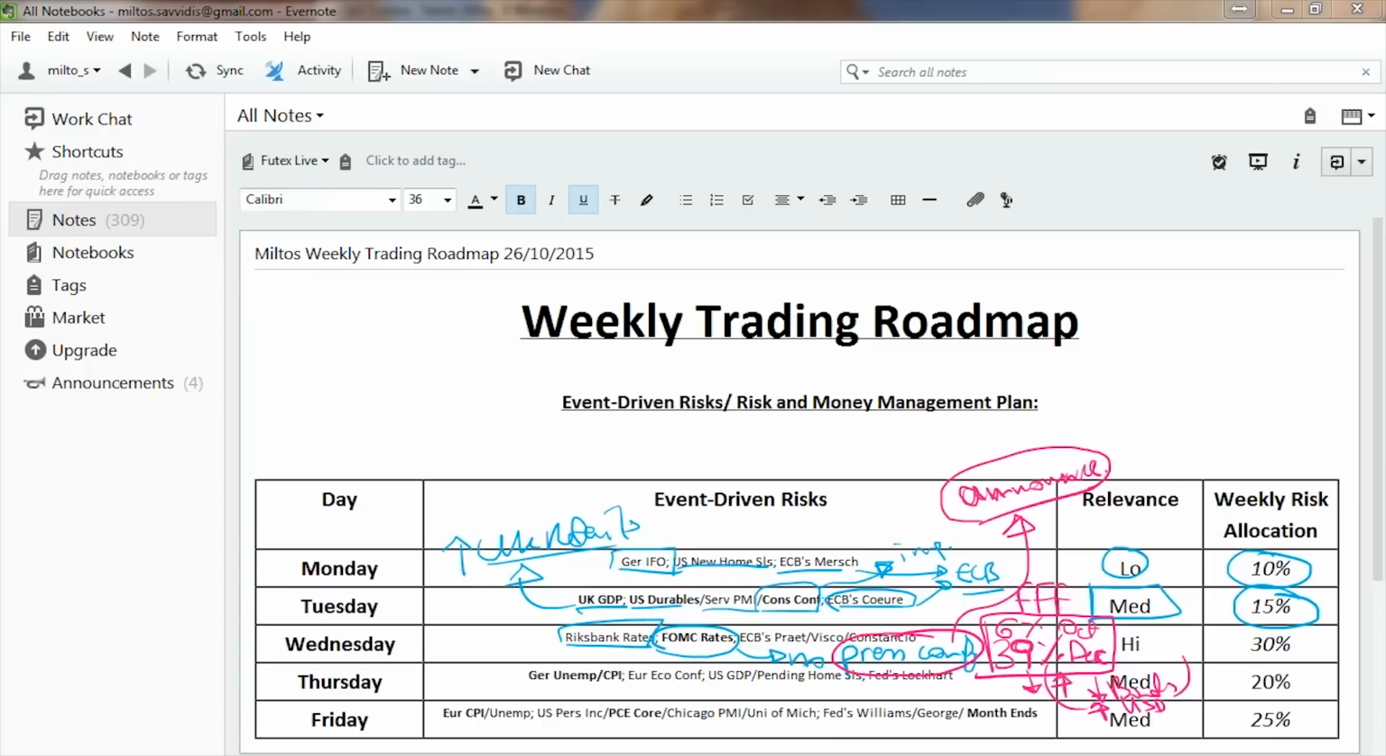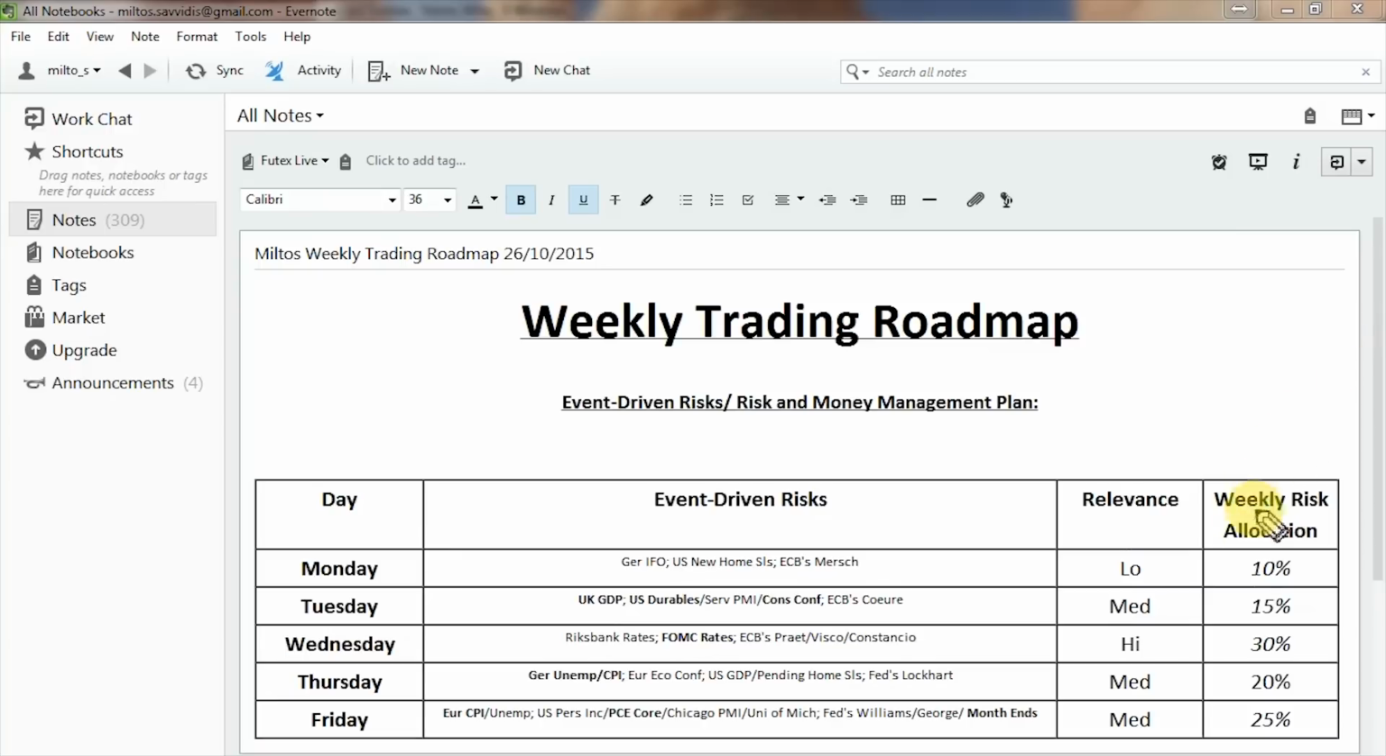So do bear these scenarios in mind. They're going to be quite important. You should be building your trade plans accordingly for this. On that day, I've given myself, in comparison to the other days, the most risk allocation. So 30% of my risk is going to be put on that day, specifically because of that event.